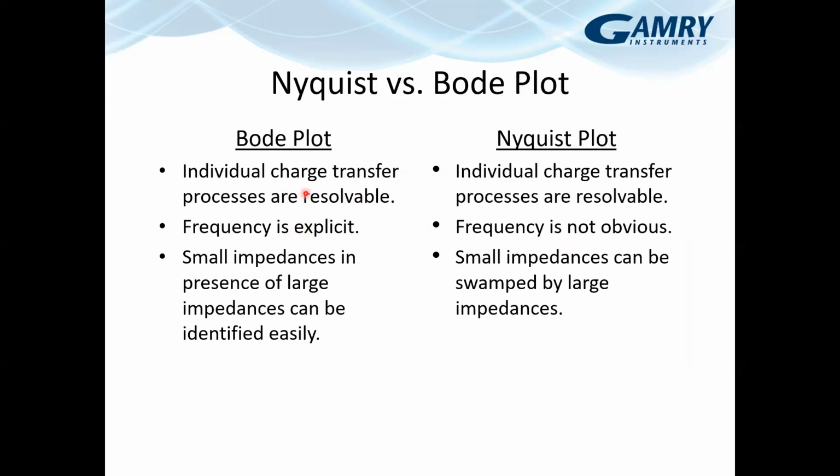The Bode plot is also plotted with log magnitude and frequency. And so if you've got a very large dynamic range in your impedance, the Bode plot makes it a little bit easier to see what's happening at the low impedance range, even if you have very large impedances. In the Nyquist plot, small impedances can be swamped out because it is linear.